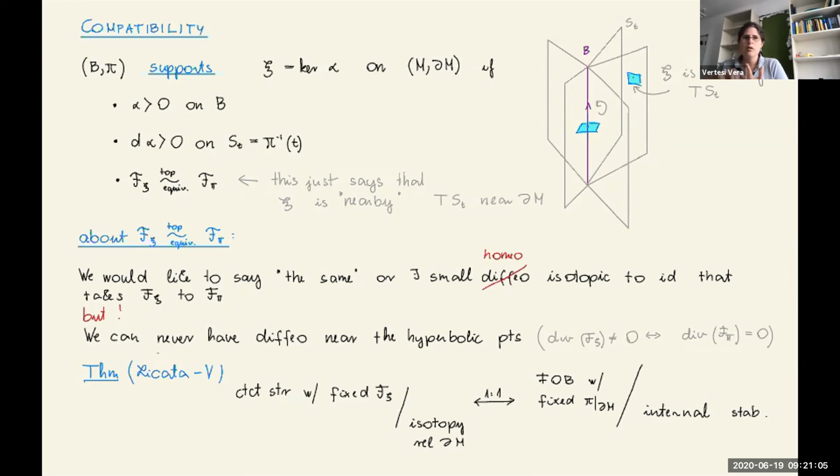So well, that's not the prettiest notion. It's really a topological notion. You cannot say that these two foliations can be brought to each other by diffeomorphism, because of the divergence non-zero condition for the characteristic foliation, and the divergence is clearly zero basically everywhere except in the elliptic points for the foliation, because that's just d pi.